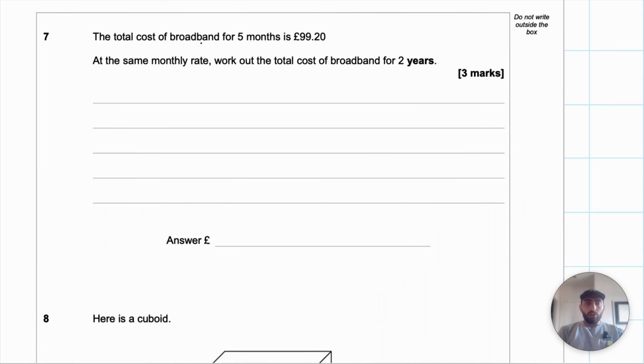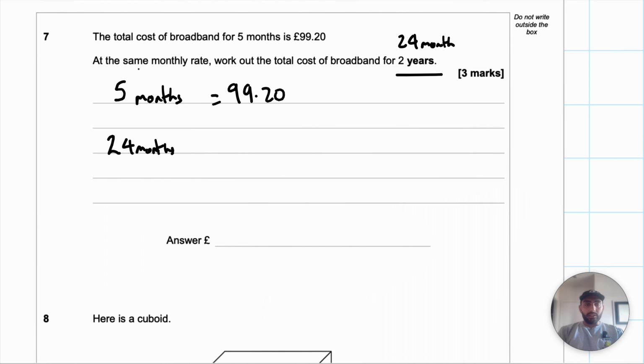Question 7, the total cost of broadband for 5 months is £99.20. So 5 months is equal to £99.20. At the same monthly rate, work out the total cost of broadband for 2 years. So 2 years is the same as 24 months because we know that in each year there's going to be 12 months. So we're trying to find what 24 months are. And it's saying it's at the same monthly rate.